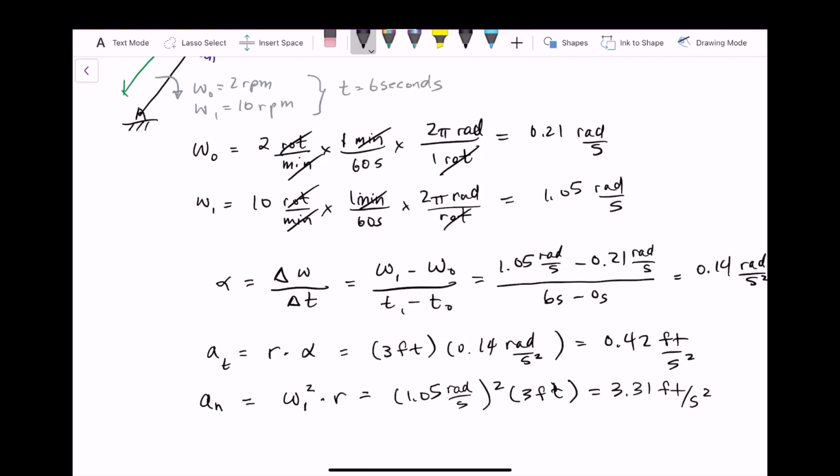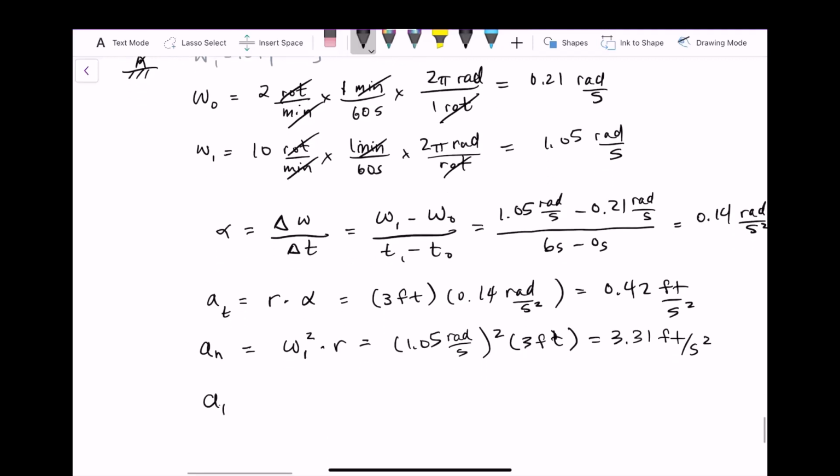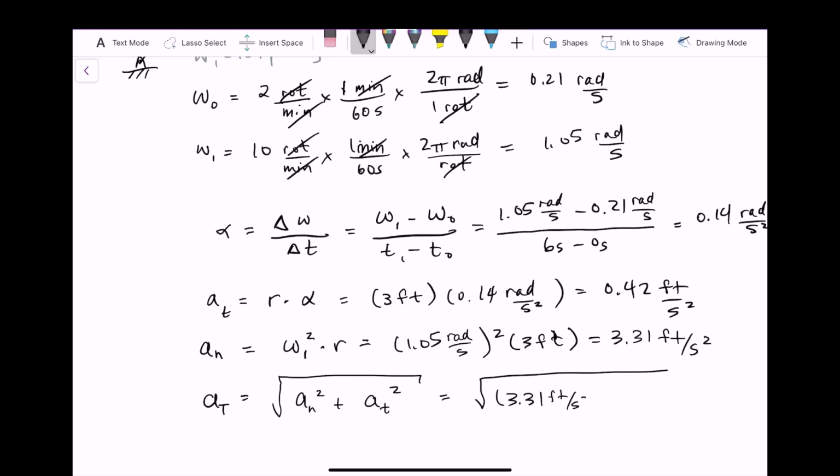Okay, so remember that the total acceleration is equal to the square root of a_n squared plus a_t squared. So that would be the square root of 3.31 feet per second squared, we're squaring that, plus 0.42 feet per second squared, square that. So our total acceleration is 3.36 feet per second squared.